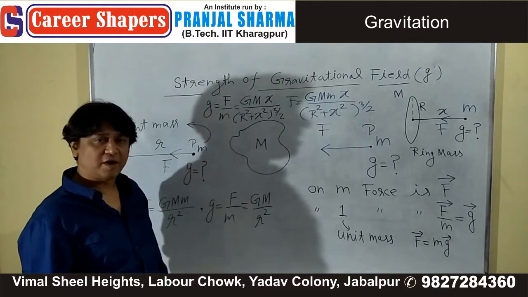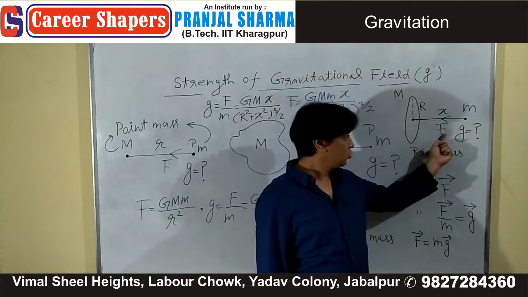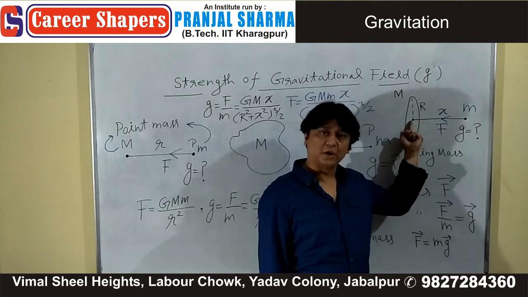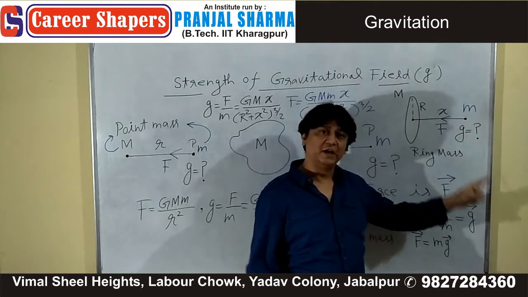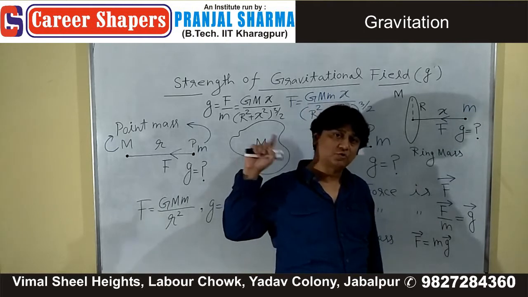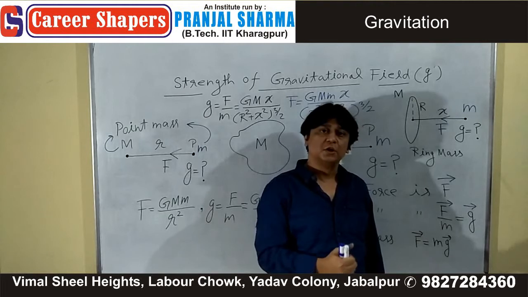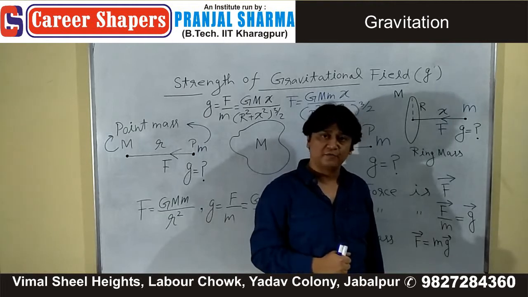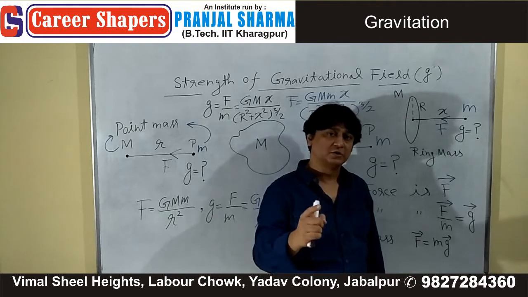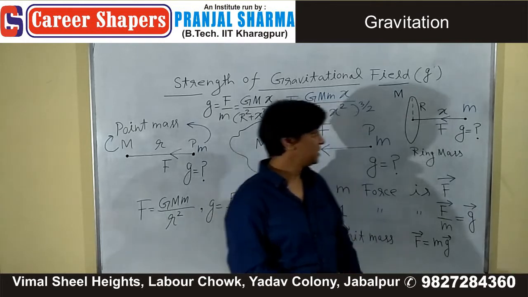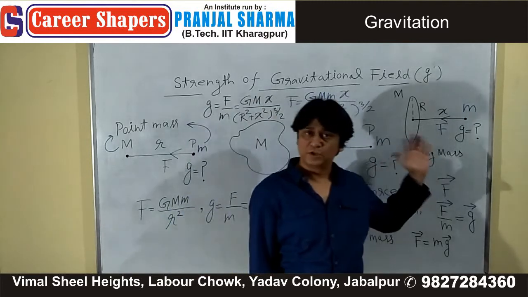What is the direction of gravitational field on the axis? What is the direction of force? Towards the center of the ring. And therefore you will say that strength of gravitational field is G m x upon (r square plus x square) to the power 3 by 2, and its direction is towards the center of the ring. You will write like this. Put on this much.